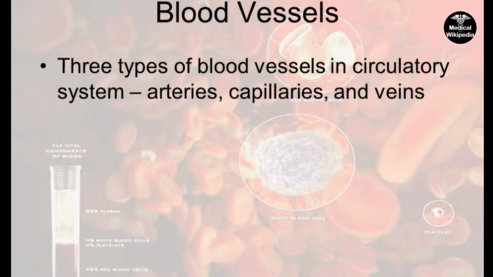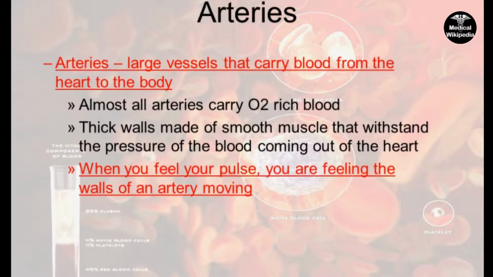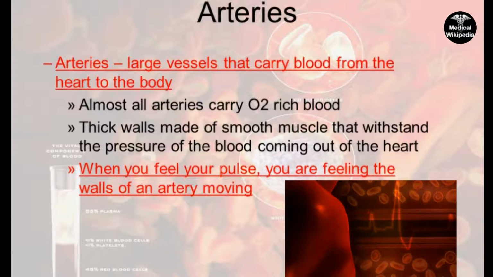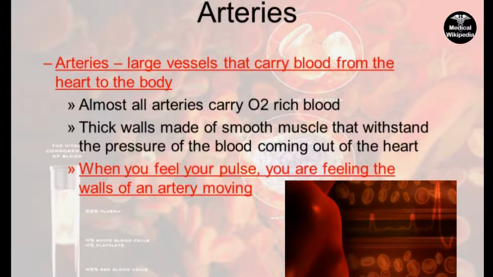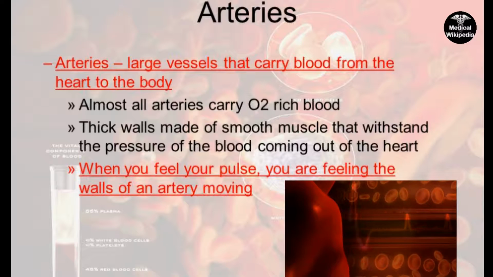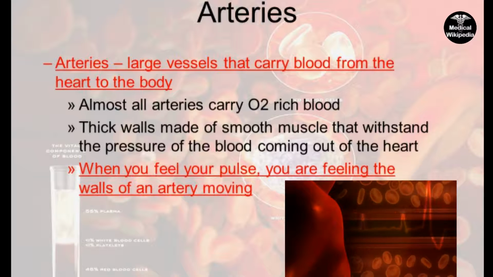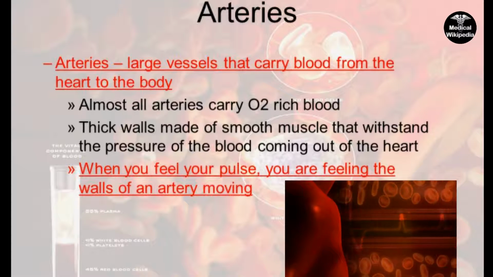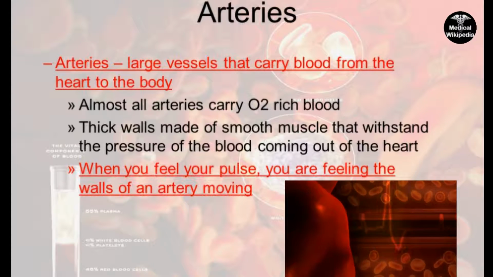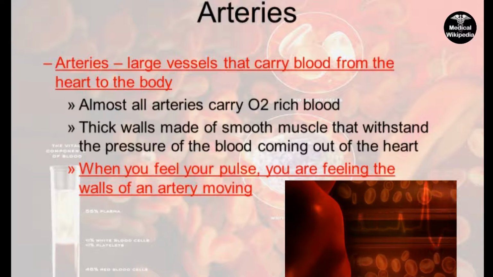Blood vessels. There are 3 types of blood vessels in the circulatory system: arteries, capillaries, and veins. Arteries are large vessels that carry blood from the heart to the body. Almost all arteries carry O2 rich blood. They have thick walls made of smooth muscle that withstand the pressure of the blood coming out of the heart. When you feel your pulse, you are feeling the walls of an artery moving.